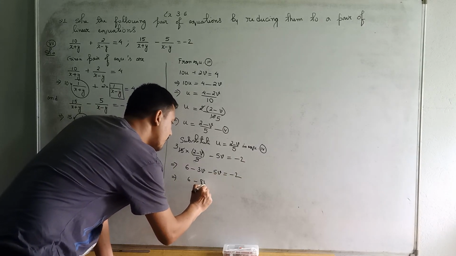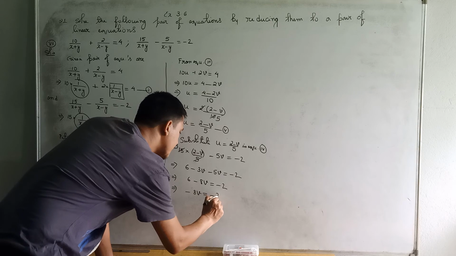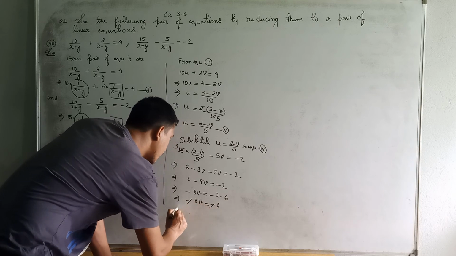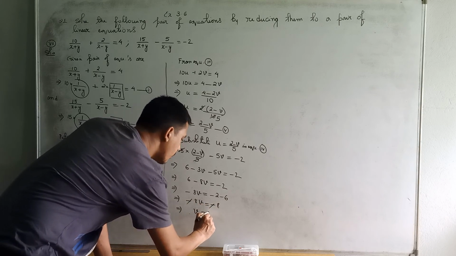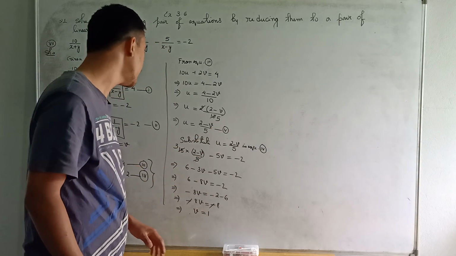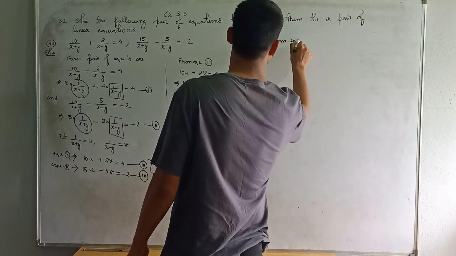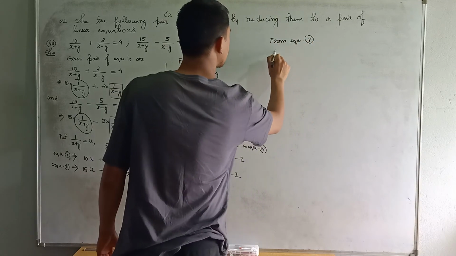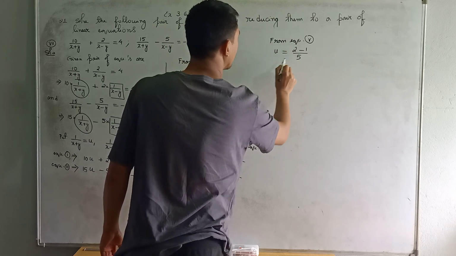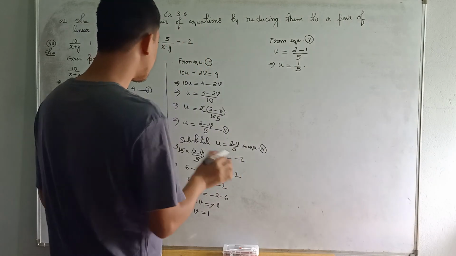6 minus 8v is equal to minus 2. Minus 8v equals minus 2 minus 6. Minus 8v is equal to minus 8. 8v is 8 means v is 1. So v is 1. Substitute v as 1 over here, then you get u. So from equation 5, u equals 2 minus v upon 5. Your v is 1, so this implies u is 1 by 5. I think it's correct.